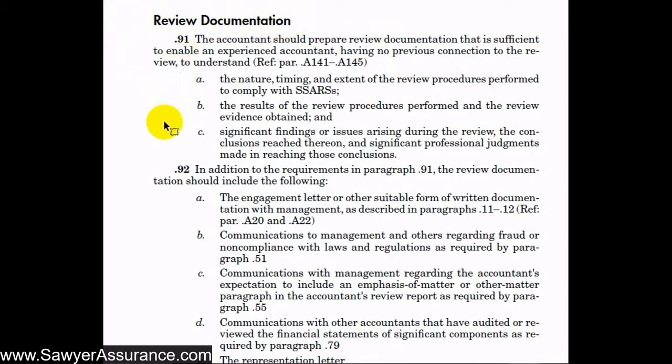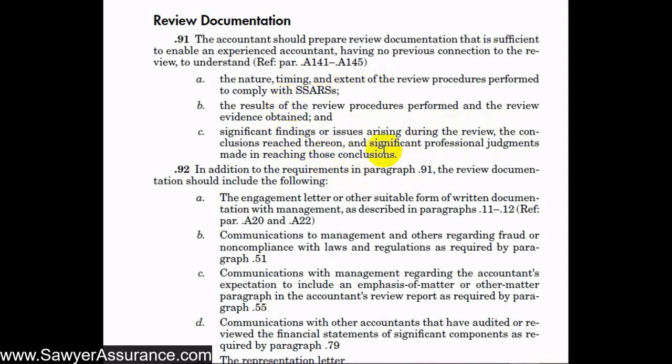And so it says that we should prepare review documentation that's sufficient to enable an experienced accountant having no previous connection to the review to understand the nature, timing, and extent of the review procedures performed to comply with SSARS, the results of the review procedures performed, and the review evidence obtained, and significant findings or issues arising during the review, conclusions reached thereon, and significant professional judgments made in reaching those conclusions.